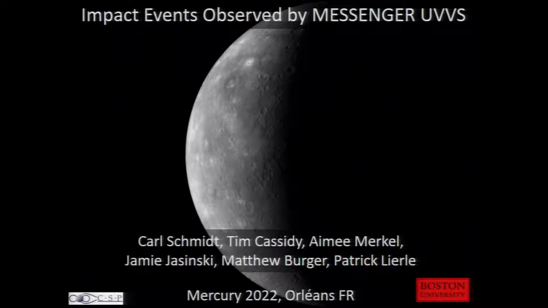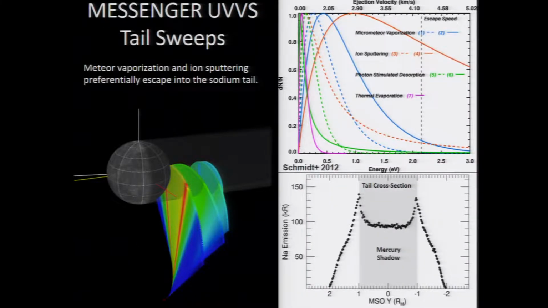I'm going to be talking about a search that we did for some of the more transient events that could occur in the exosphere, things that are different from the seasonal behavior that MESSENGER saw, things like ion sputtering and meteor impacts that might have short-term variability in them. And the strategy behind our search was motivated by the sodium distributions.